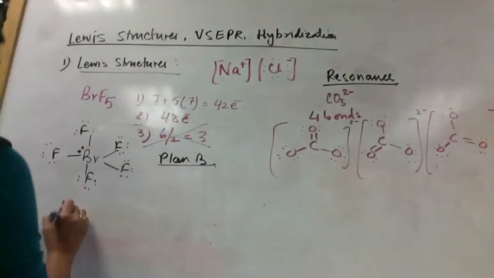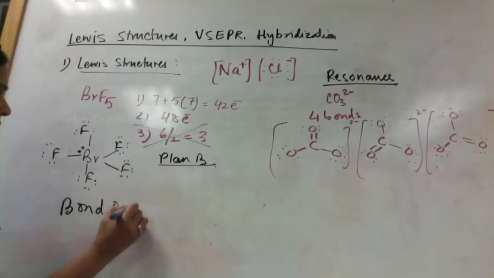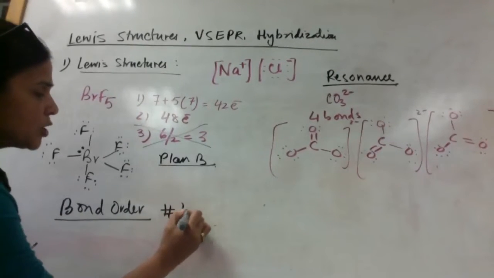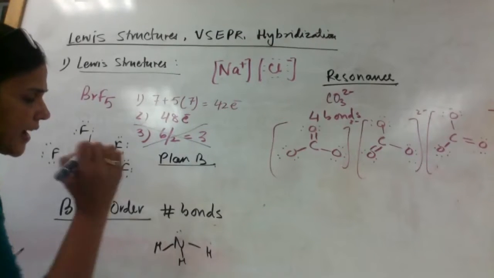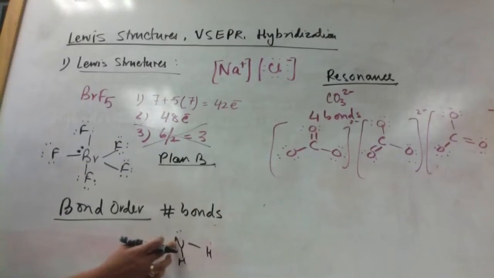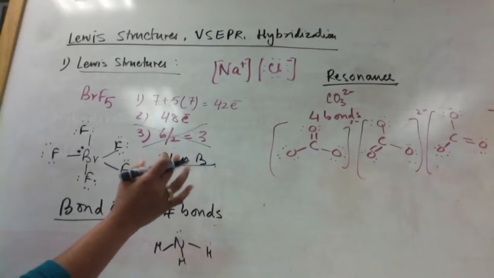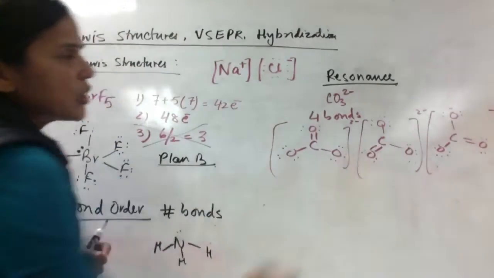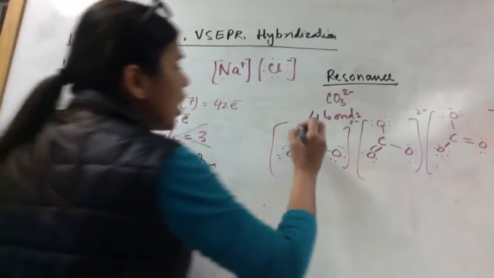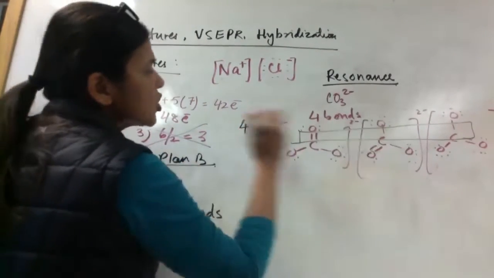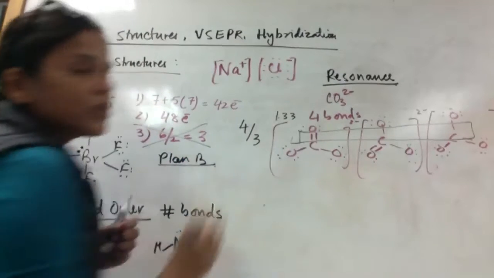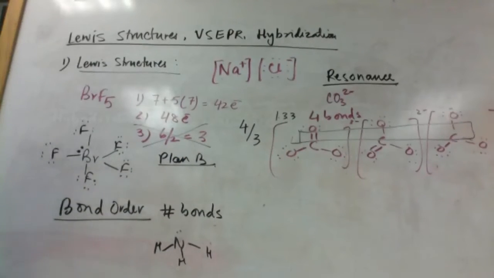I'll come back here. That is not real visible. Bond order means number of bonds between any 2 elements. Like if you have ammonia structure like that, and you're looking for bond order of NH bond, it is 1, right? But in case of the resonance structure, bond order is all of these added together. Like there are 4 bonds in 3 structures, so bond order is 1.33. So bond order can be fractions as well as whole numbers.